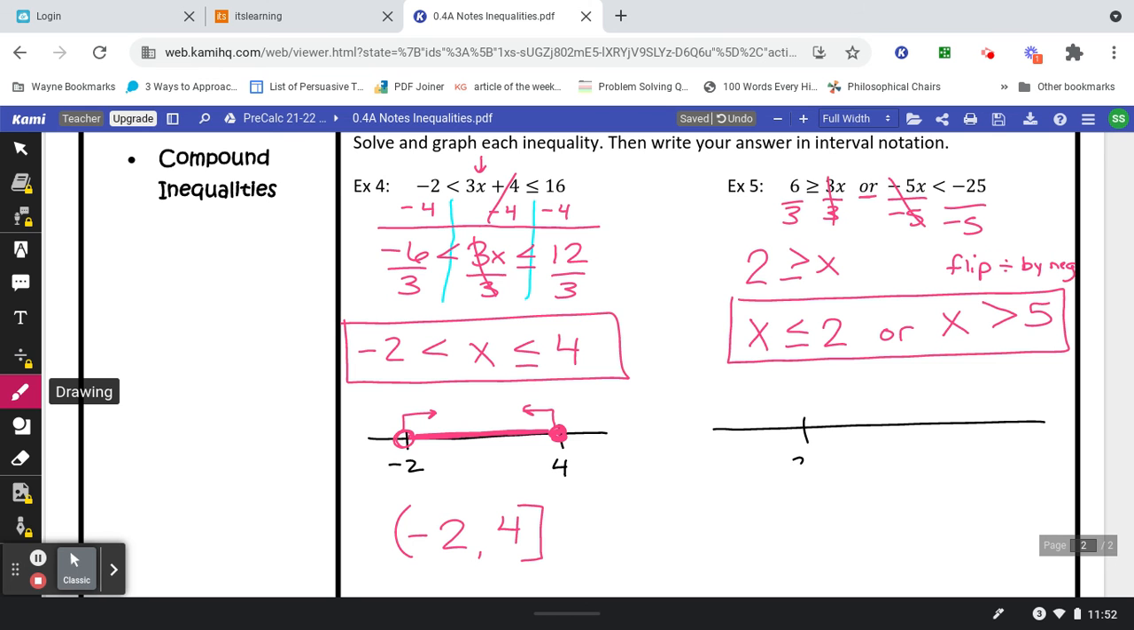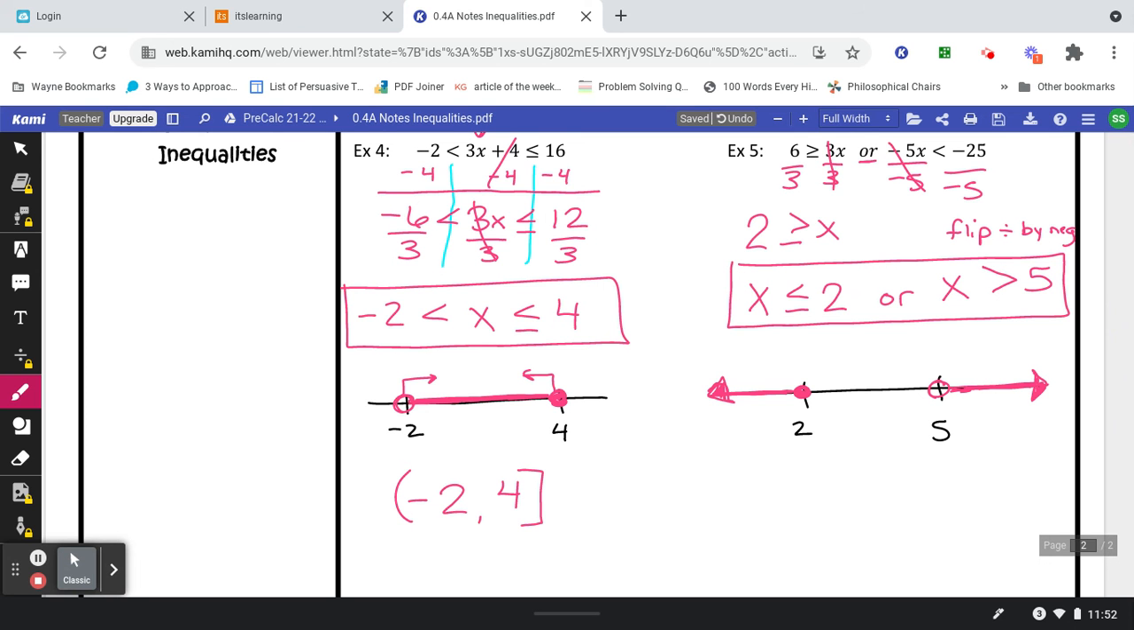On a number line, we'd have 2, 5. 2 would be closed. And again, because we move the x to the front, we can follow the direction of the arrow. Let's go to the left, less than. 5 would be open, and it would be following the direction of the arrow going to the right, greater than.